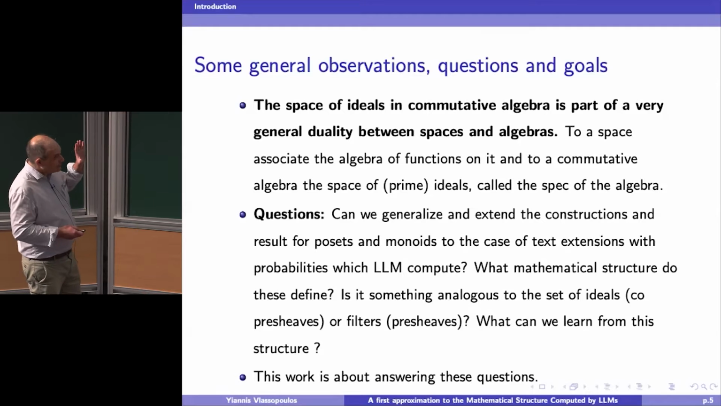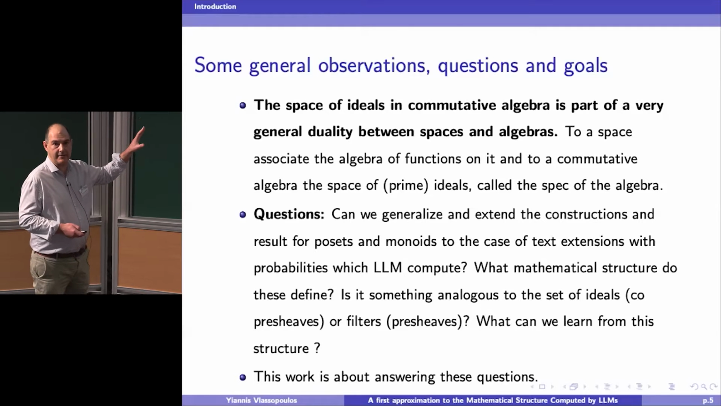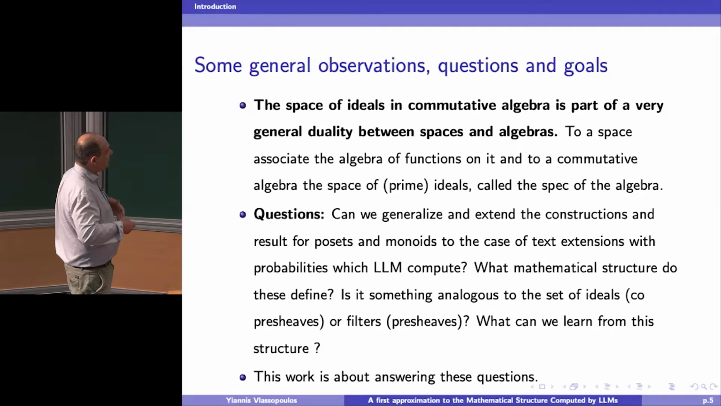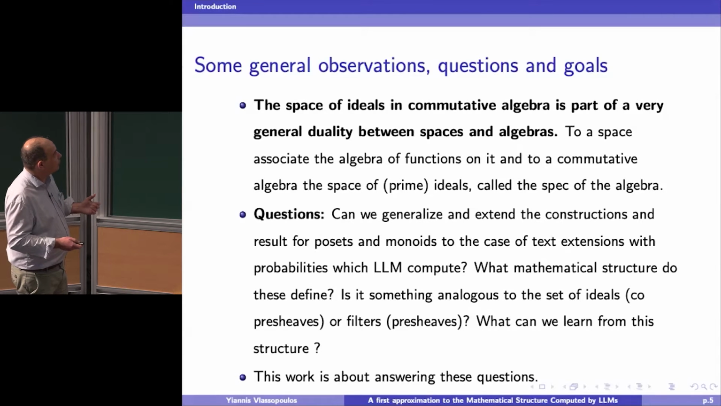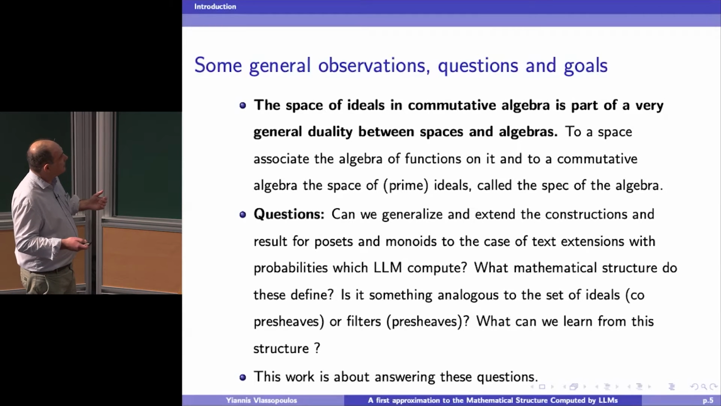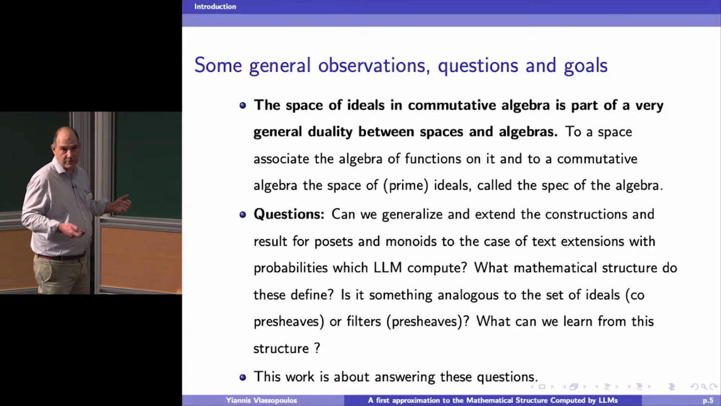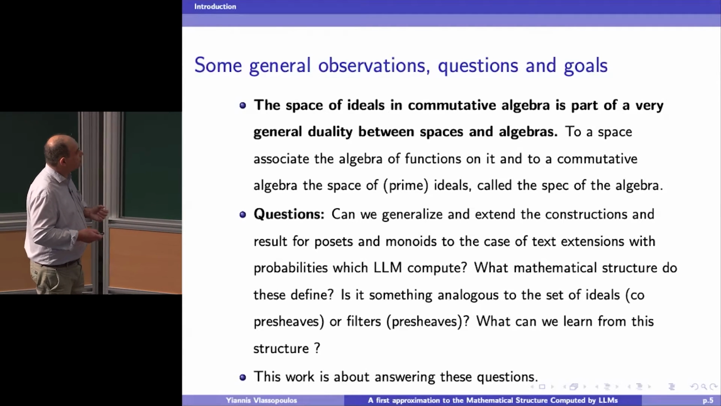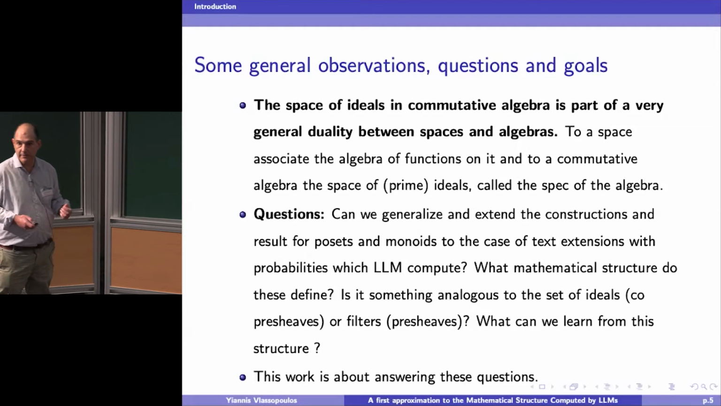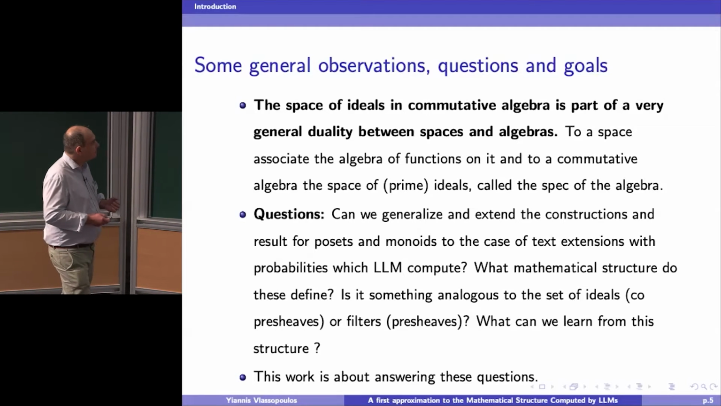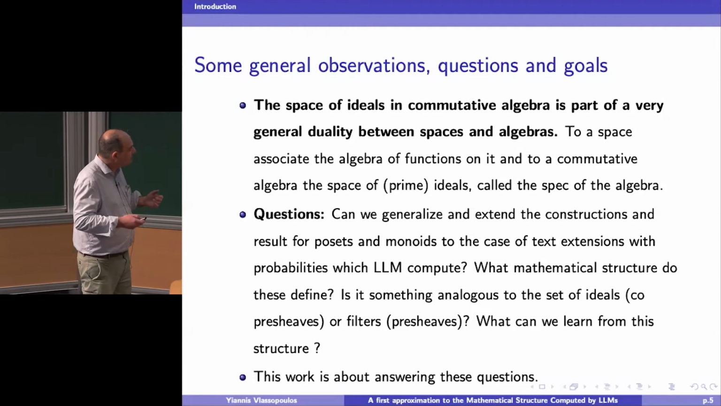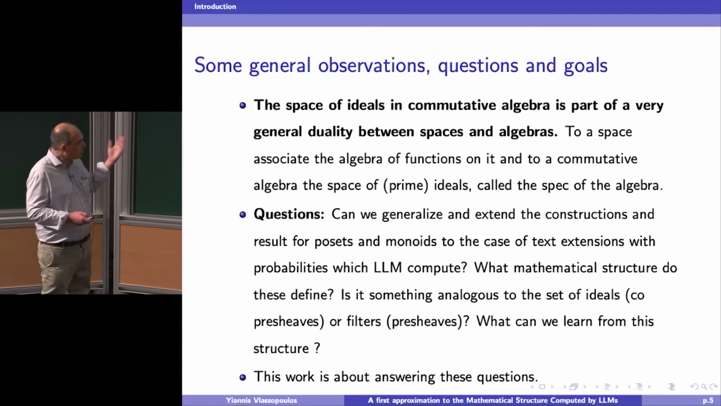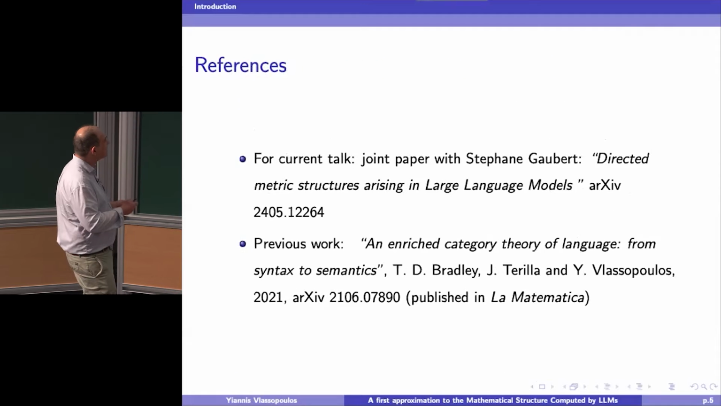And so I'm going to try and implement this in this particular case and see what this means for our case. The idea is: can we generalize all these constructions that hold for posets or monoids or commutative algebras, that was a commutative algebra that I talked about, the polynomials in two variables, to text extensions with probabilities? So the question is, do they define some mathematical structure, and what is the mathematical structure if they do? That is exactly what I'm going to talk about.